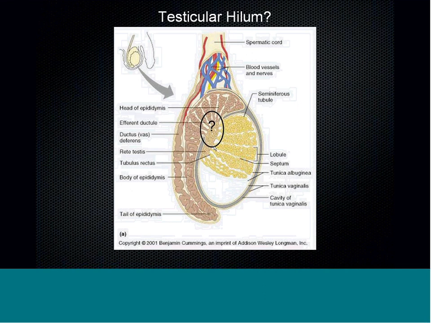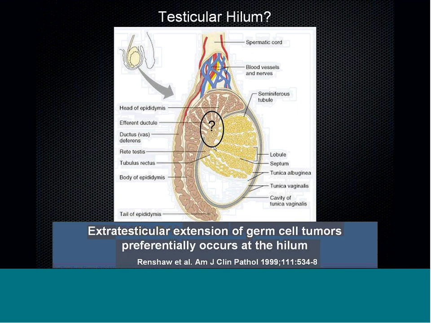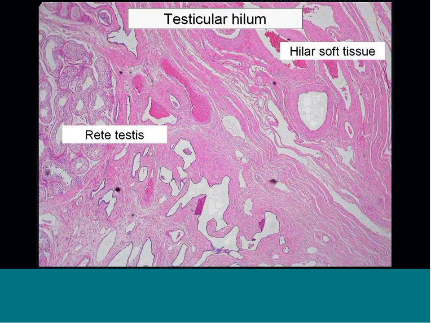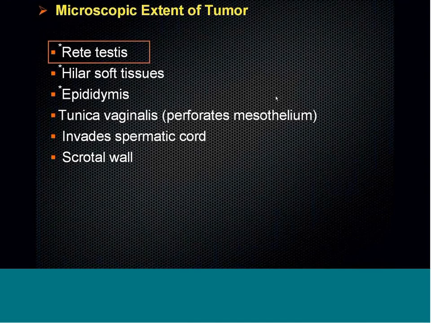This hilum has been defined as a common site of extratesticular extension of germ cell tumors. However, there is still no data on the prognostic significance of invasion of this area with tumor, so it's still not addressed as part of the TNM staging. The testicular hilum includes both rete testis and soft tissues, which is connective tissue just beyond the rete testis and has lots of large vessels associated with it.